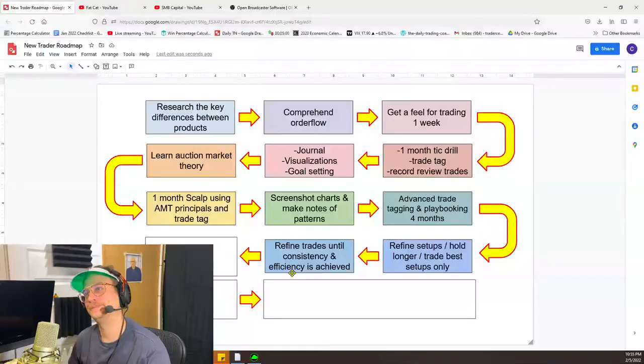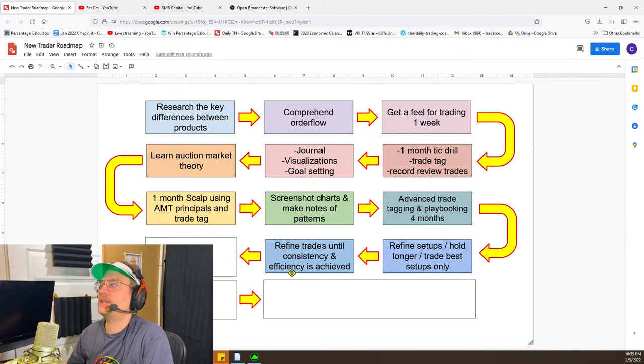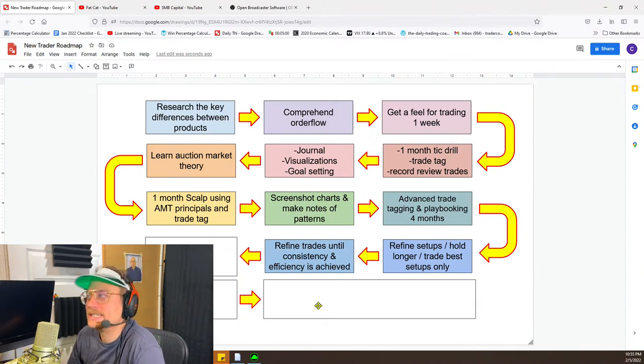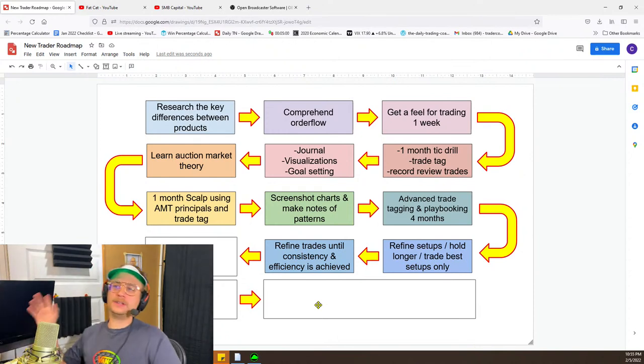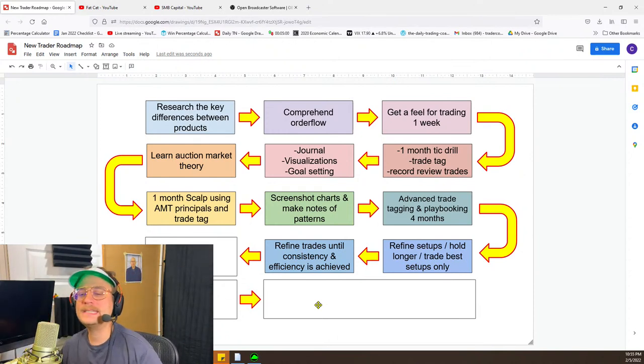All right. Keep refining your trades until consistency. What does efficiency mean? You're not scaling. And here's the thing. Trade the demo. Don't trade demo on micros. Trade actual E-minis. Because once you achieve consistency, you can go to a combine and get funded. Okay? You can go to a combine and get funded.